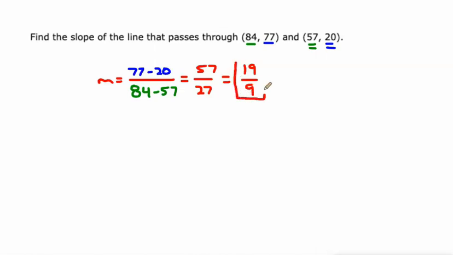So if we can simplify the fraction, then we should simplify it as well. So 57 divided by 3 is 19. 27 divided by 3 is 9. So we'll say our slope is 19/9.